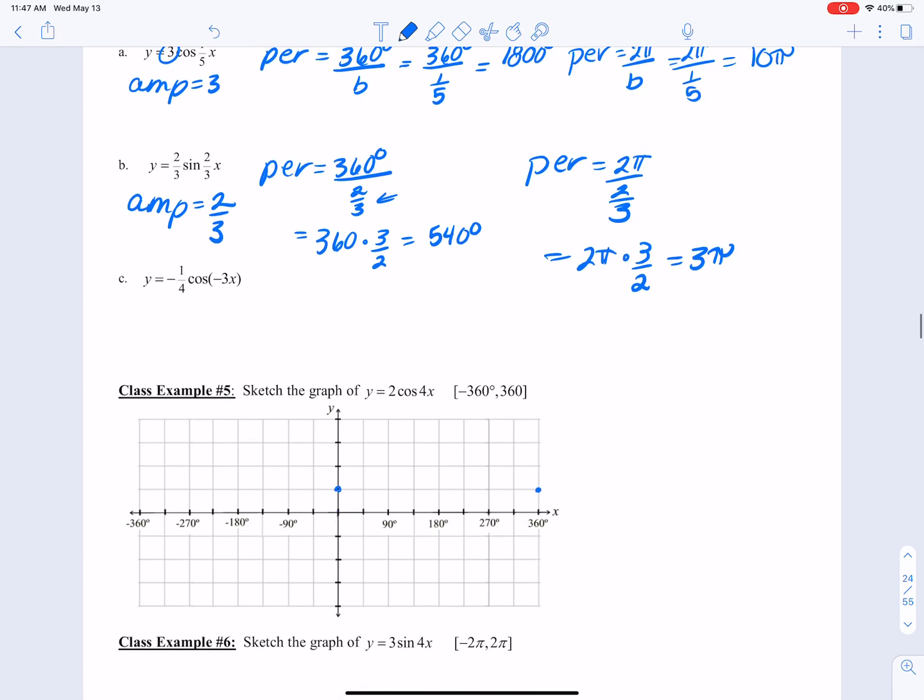All right, and lastly, here my amplitude is 1/4, because we don't talk about amplitude being negative. And again, we don't talk about the period being negative either, because it's the measure on the x-axis for how long it takes to go through one cycle. So my period is 360 divided by 3, which is 120 degrees. And in radians, 2 pi divided by 3, so we can just leave it there. It's already simplified.